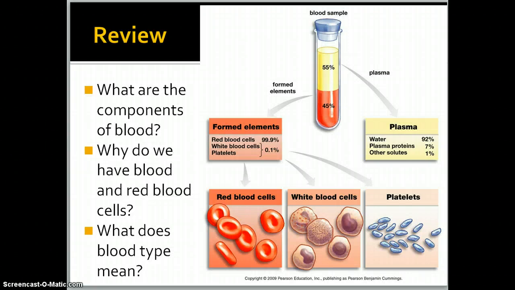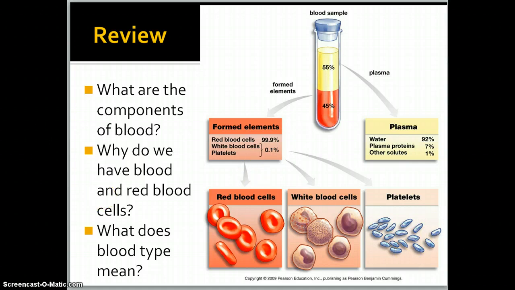So let's first review. Remember back from our circulatory unit that we were studying blood and we want to know what the components of blood are. So the components of blood are formed elements and plasma. Plasma is mostly water, a little bit of salts, sugars, possibly plasma proteins, and it's also made up of formed elements, which are the red blood cells, white blood cells, and platelets. Red blood cells carry oxygen using hemoglobin. White blood cells are used by the immune system, and platelets can help with clotting.